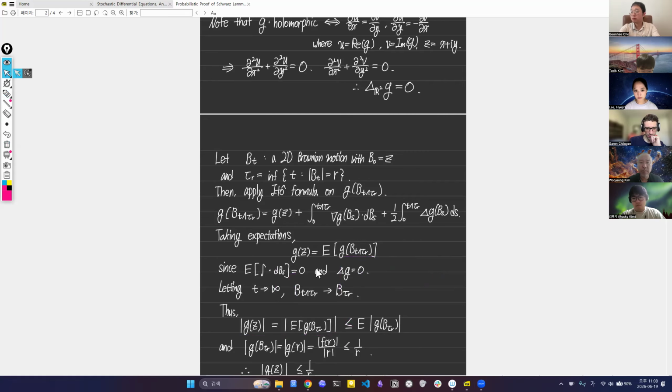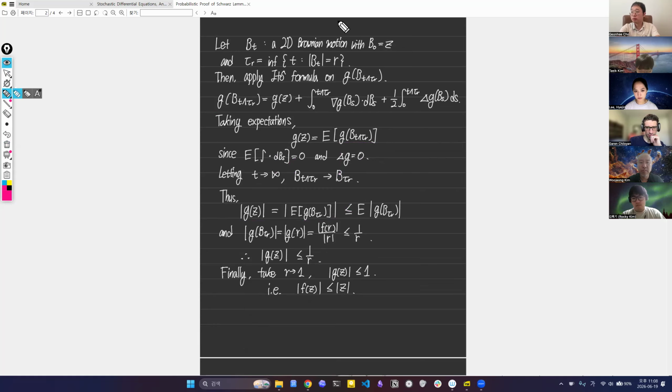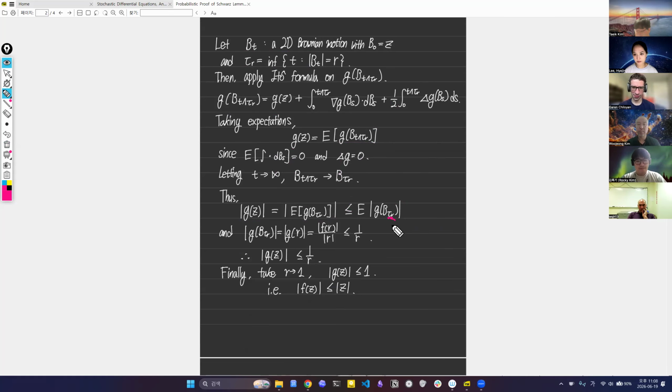And then this time is the time to hit the boundary. So this value should be the boundary at R. So here would be just g_R. And we know that g_R should be less than 1 over R.